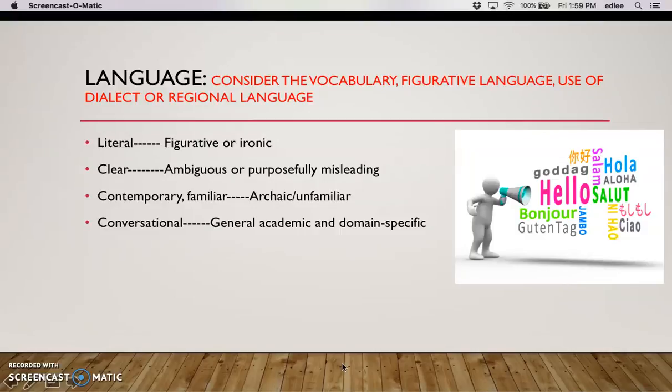Is the language clear or is it ambiguous or purposefully misleading? Is the language contemporary and familiar or instead archaic and unfamiliar? And finally, does the text include conversational language or language that's more generally academic and domain specific? Let's go back to our exemplar.